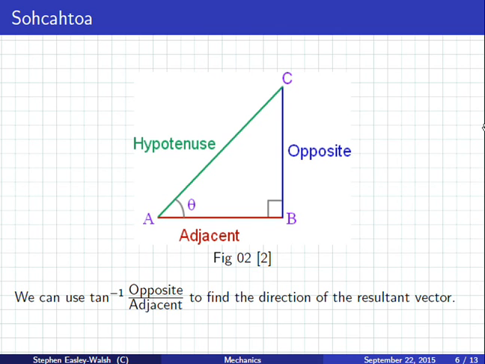So for example, in the example we did, how big was the adjacent? In the last example we did. In my question here, this one here. How big was the adjacent? 3. And how big was the opposite?